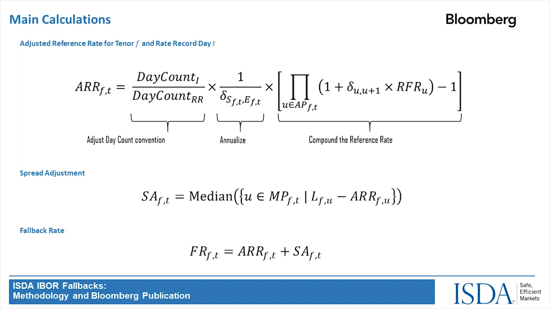Prior to the IBOR cessation trigger, the spread adjustment is the median spread between the IBOR and the adjusted reference rate over a 5-year historical period, denoted here by MP. The fallback rate itself is then the adjusted reference rate plus the spread adjustment.